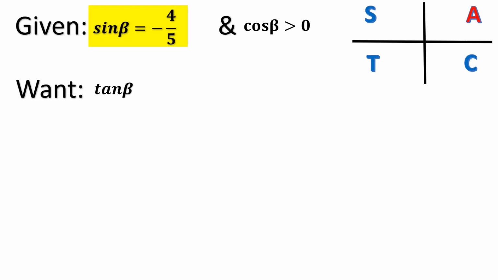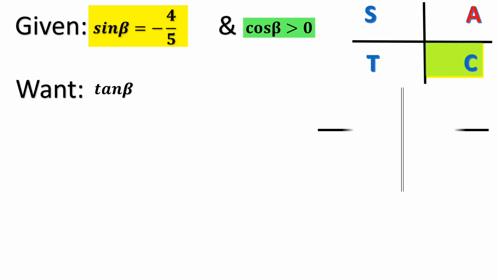Sine of angle beta is equal to a negative answer. This could only happen in quadrants 3 and 4. Cosine of angle beta is greater than 0, which is positive. This can only happen in quadrants 1 and 4. In quadrant 4, both of the given statements are true, so we draw our triangle in quadrant 4.